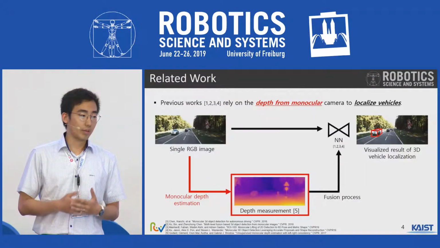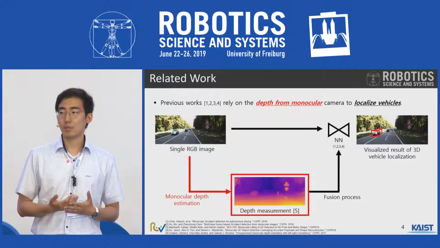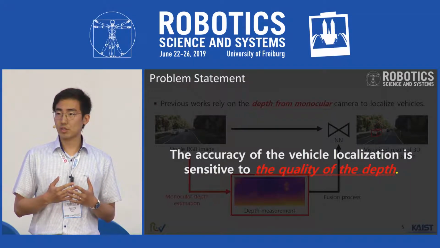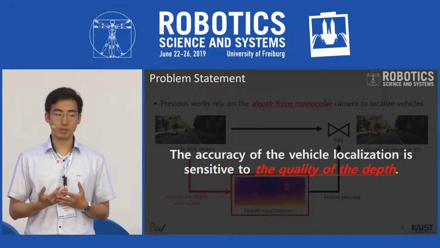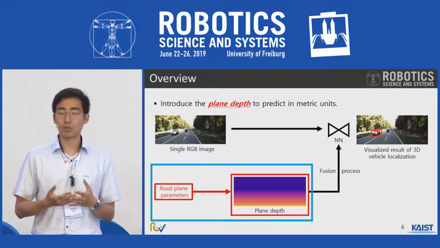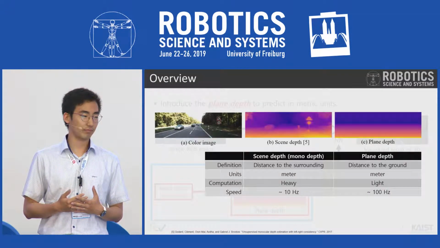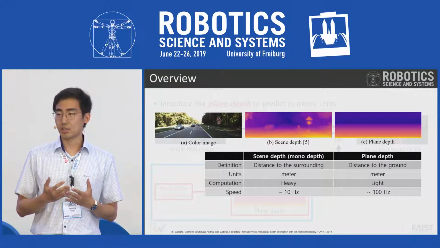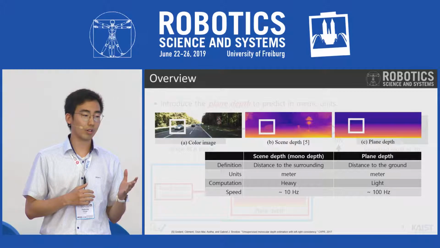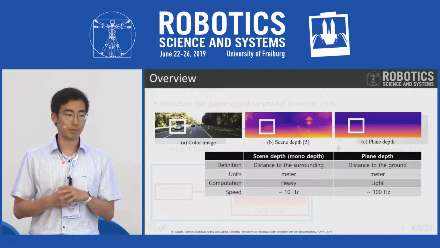Traditionally, the depth from the single camera is essential to the localization. So it means the accuracy of the localization is too sensitive to the quality of the depth. So here we introduce the plane depth from the road parameters. Plane depth is just the distance to the ground. So here, as you can see, the shape of the car does not appear in the plane depth.